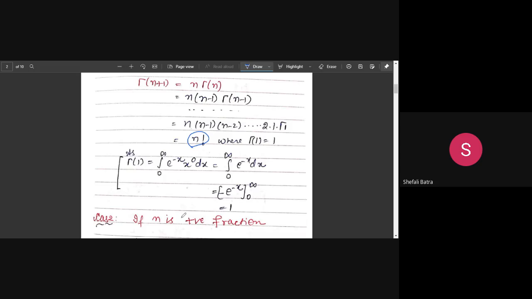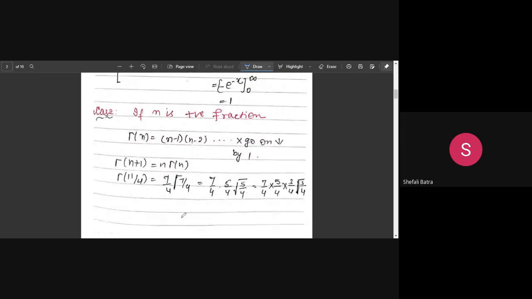If n is positive fraction, then you will be using this reduction formula, gamma n plus 1 is equal to n into gamma n. And you need to remember one value, that is gamma half, that is equal to under root pi. Right? Gamma half is equal to under root pi.